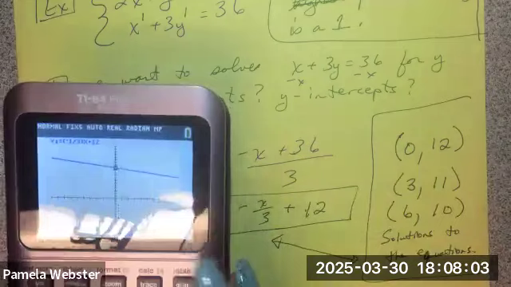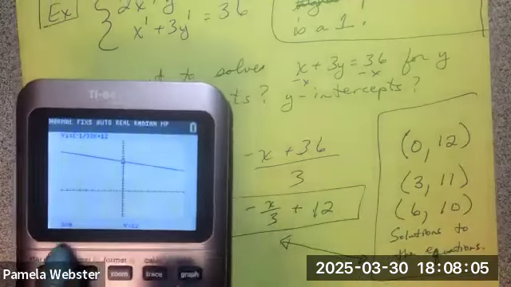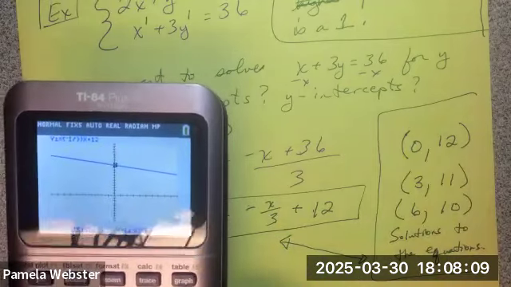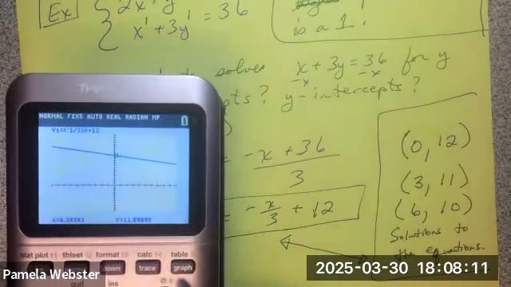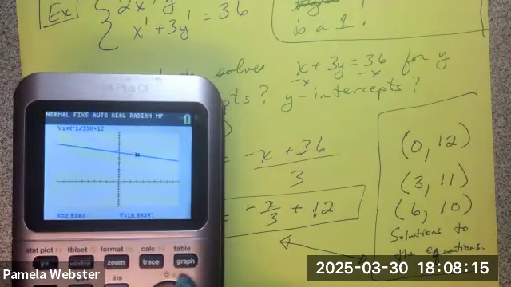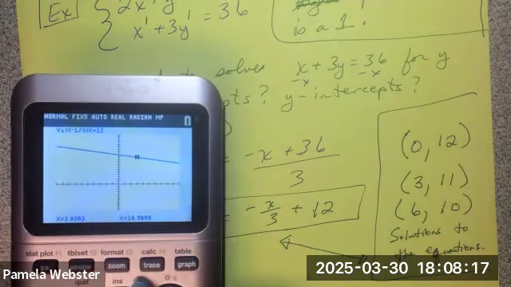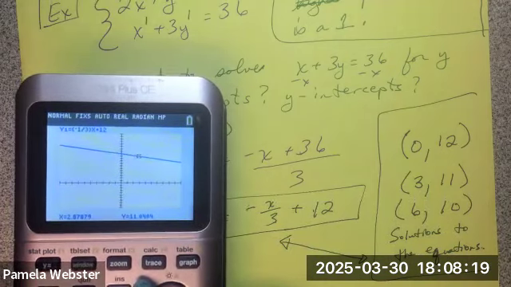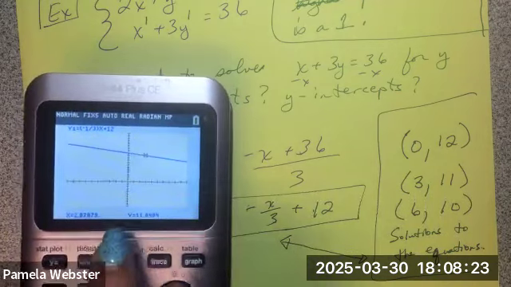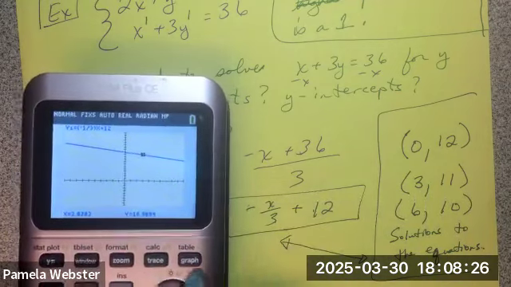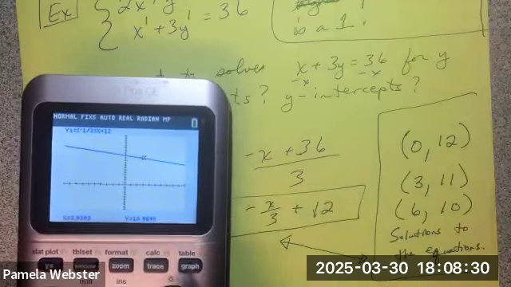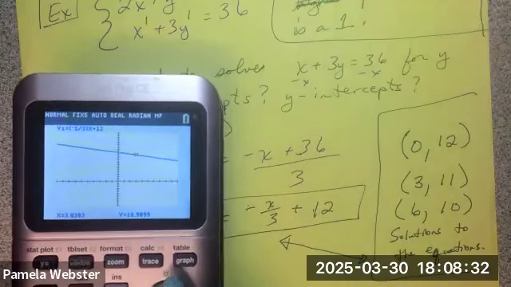If you want to, you can trace, and it tells you, hey, that point there, it's 0, 12. Okay, we knew that. And if we follow this over far enough, here's 3. It's not quite exact. At 2.87, I got 11.04, and at 3.03, I've got 10.98. It looks like 11 to me. Again, that's a pixel issue.